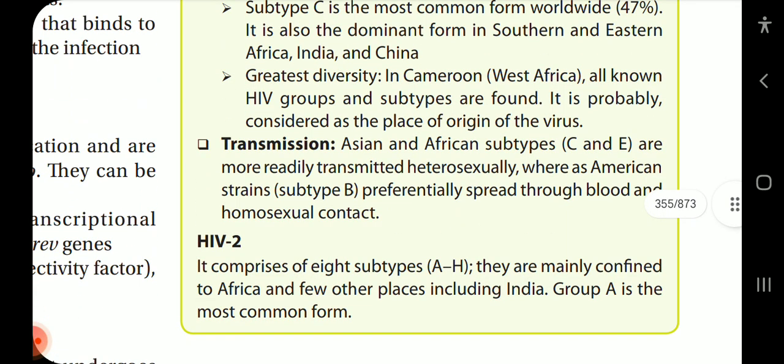Transmission. Asian and African subtypes C and E are more readily transmitted heterosexually, whereas the American strain, subtype B, preferentially spreads through blood and homosexual contact.